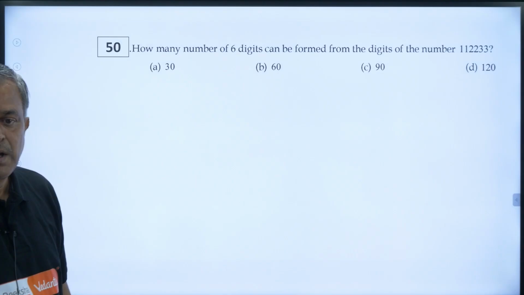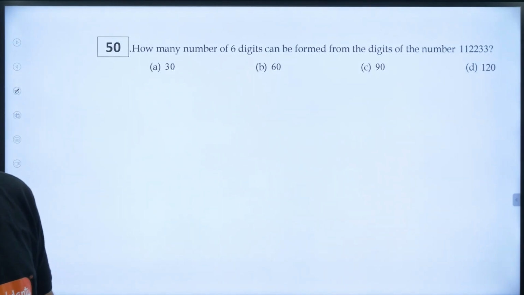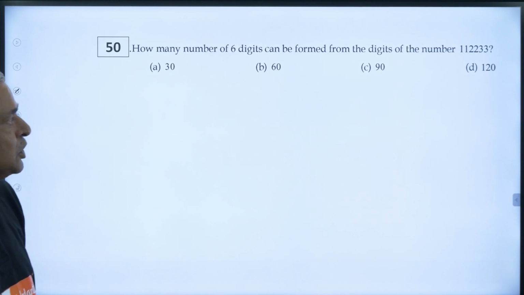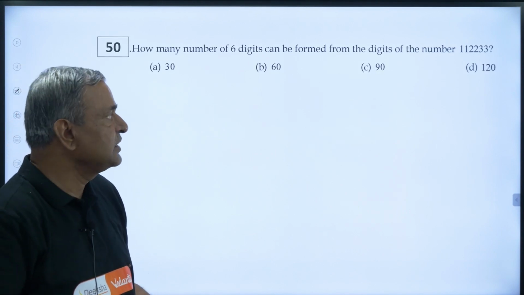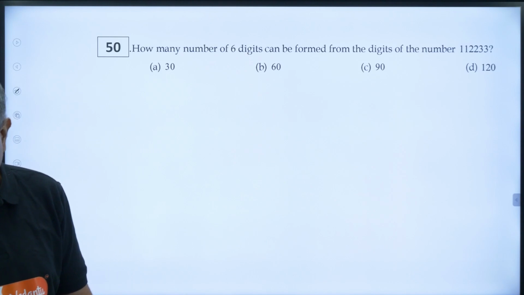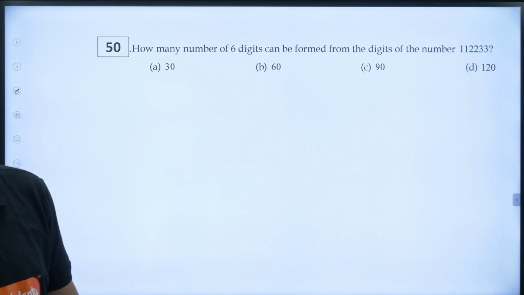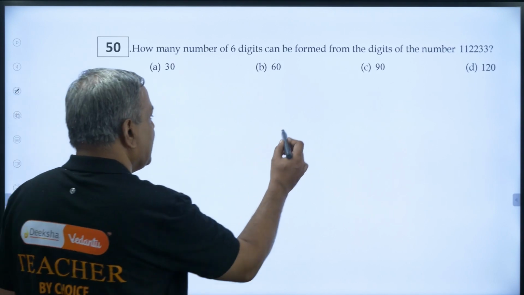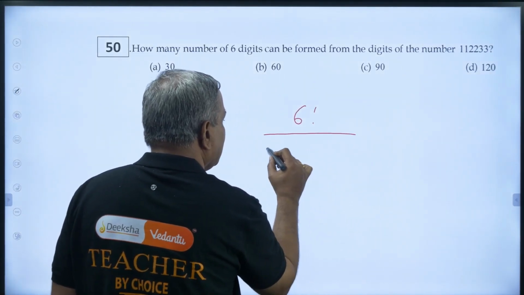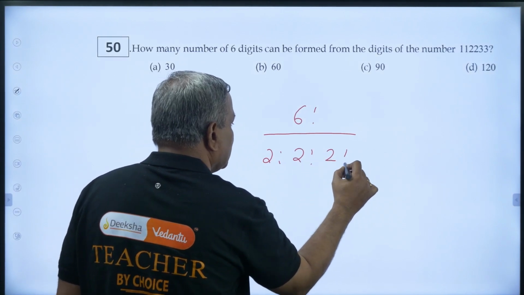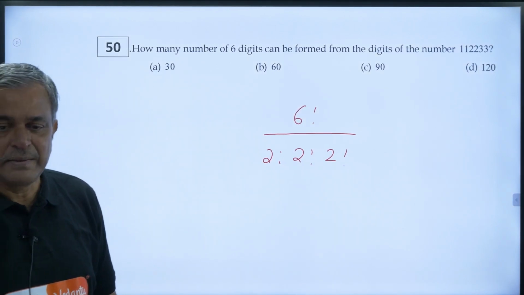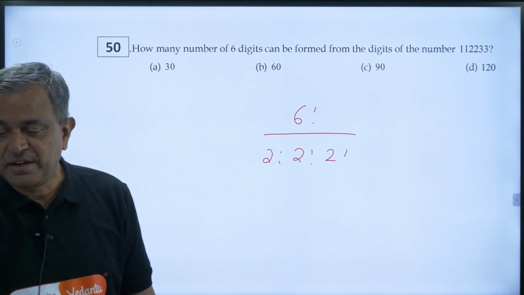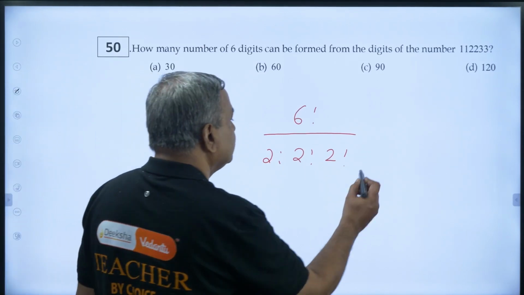Option D is correct. How many 6-digit numbers are formed using the digits 1, 1, 2, 2, 3, 3? So a 6-digit number is there. 1 is repeated 2 times, 2 is also repeated 2 times, 3 is also repeated 2 times. So 6-digit numbers can be formed by 6 factorial by 2 factorial, 2 factorial and 2 factorial. Why? Because 1 is repeated 2 times, 2 also 2 times, 3 also 2 times, and this comes out to be 90.